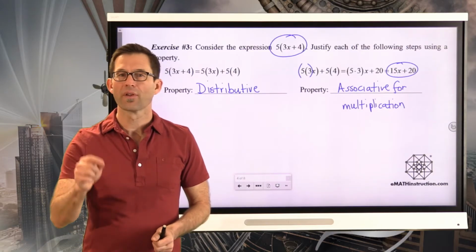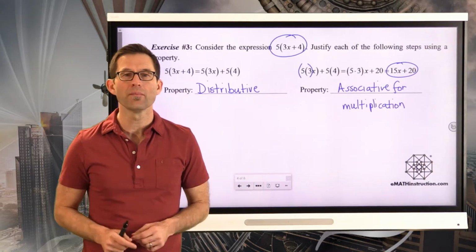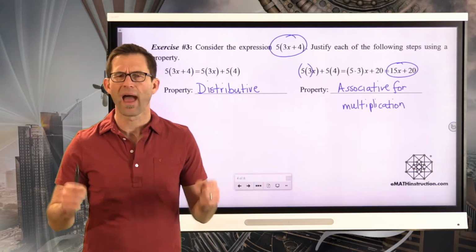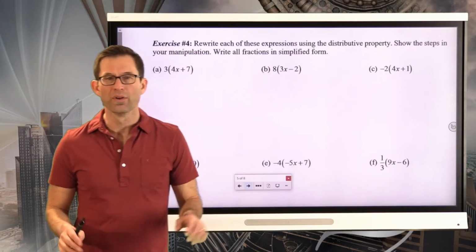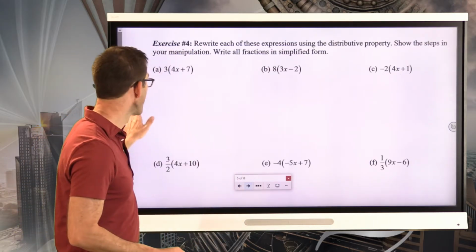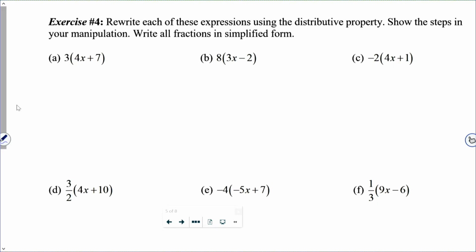Now, there is nothing like practice on these. You want to get good at them, you want to get fast at them, you want to be accurate at them. So let's move on to the next exercise where we do some of that work. Exercise number 4. Rewrite each of these expressions using the distributive property. Show the steps in your manipulation, write all fractions in simplest form.